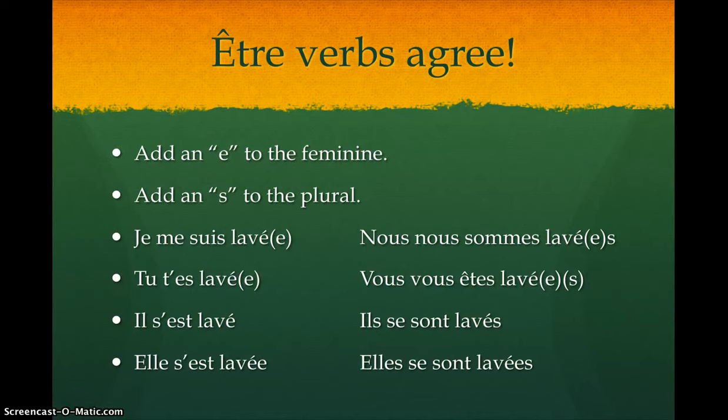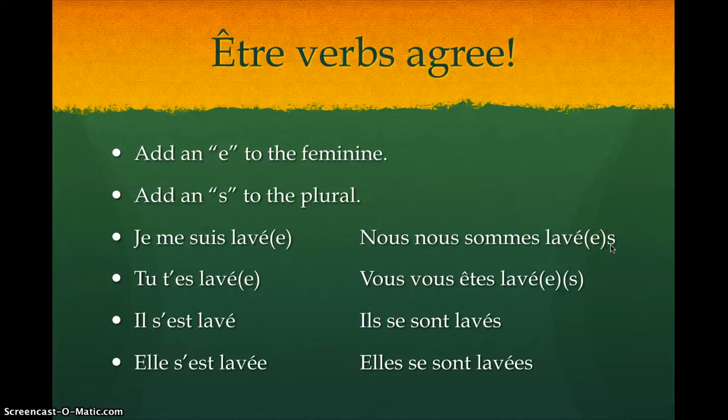Il s'est lavé, elle s'est lavée, and then on the plural side, ils se sont lavés, elles se sont lavées. Never, ever, ever change, because il is always il and elle is always elle. So for the il, you have no agreement unless it's plural, then there's an S. For the elle, you always have E, and you always have the ES. All right? The nous is going to change perhaps every once in a while, because if you have just guys or guys and girls together, you don't need this extra E, but you have to have the S. If you have an all-girl group, then you have the E and the S.